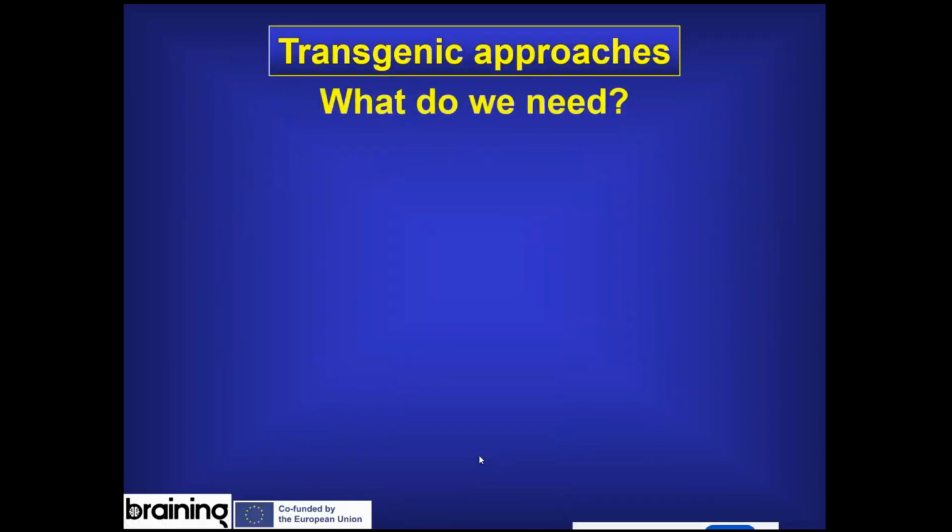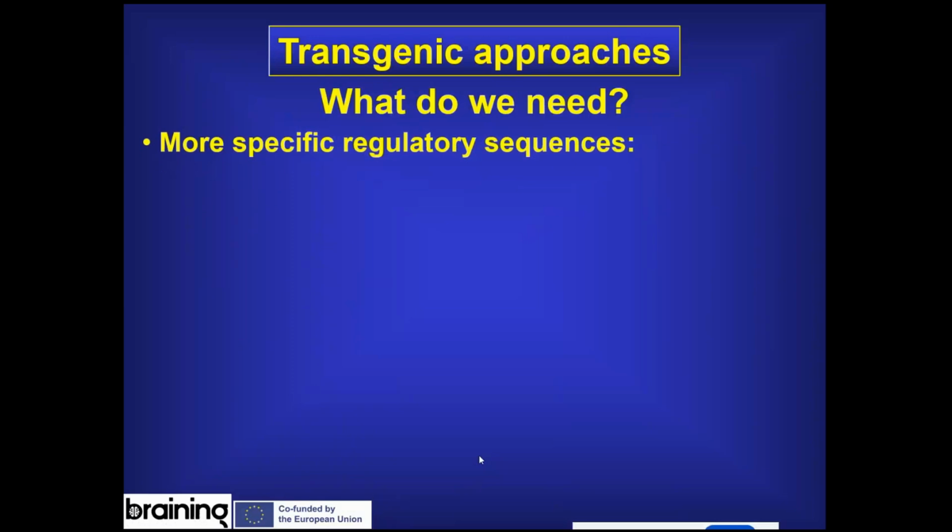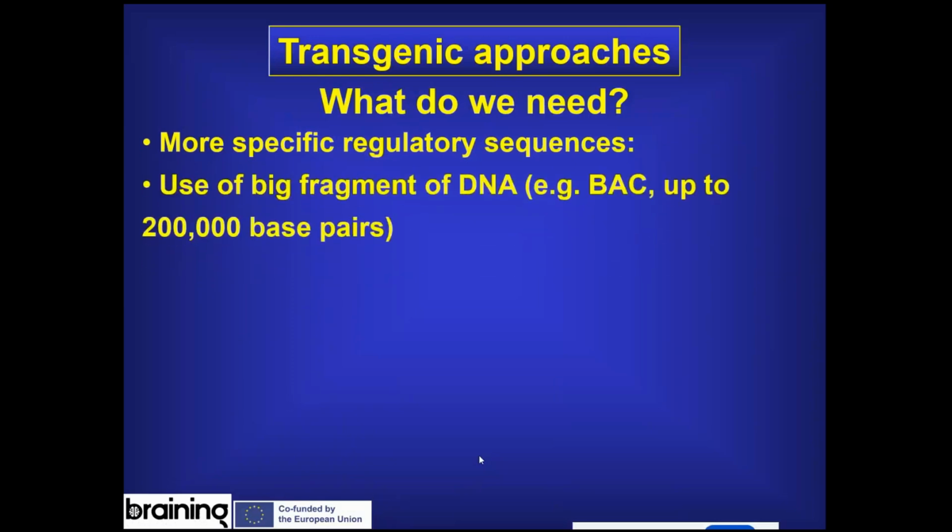However, to overcome the limitation that I told you before, we can use even more specific regulatory sequences. And what we use is BAC. BAC stands for bacterial artificial chromosomes, which is a library that has been created first for human and mice. It contains the whole genome in the form of bacterial artificial chromosomes. So bacteria take pieces of human genome and make small chromosomes. They can be up to 200,000 base pairs, and they contain given genes.